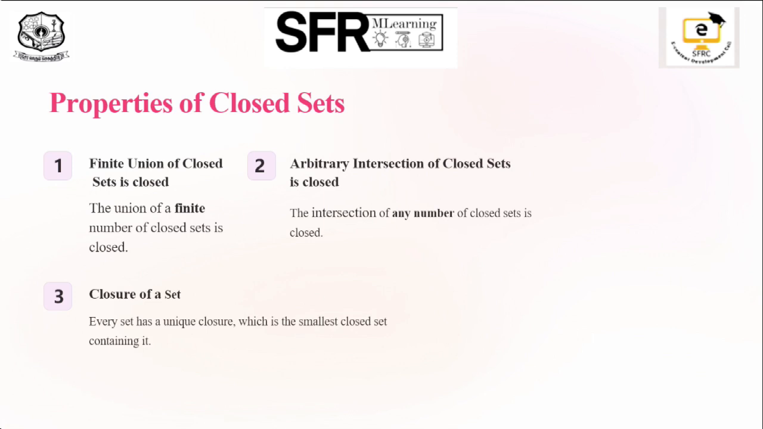The second property is about the intersection of closed sets. If we consider an arbitrary intersection of closed sets, arbitrary means we can take either a finite intersection or an infinite intersection, countable or uncountable, the result is also a closed set. The third property is about the closure of a set. Every set has a unique closure, which is the smallest closed set containing it. These are the basic properties of a closed set.